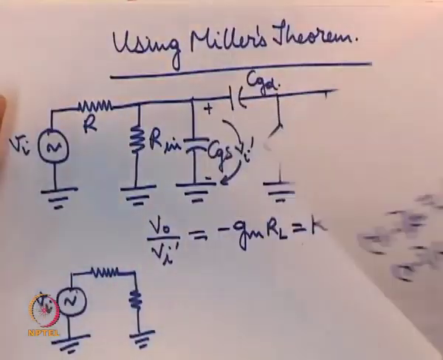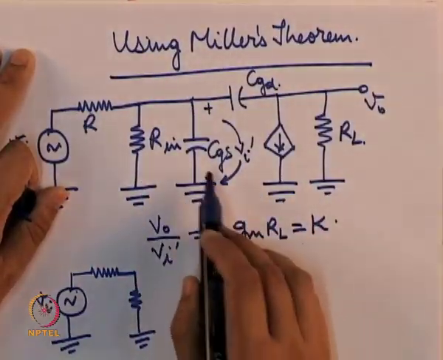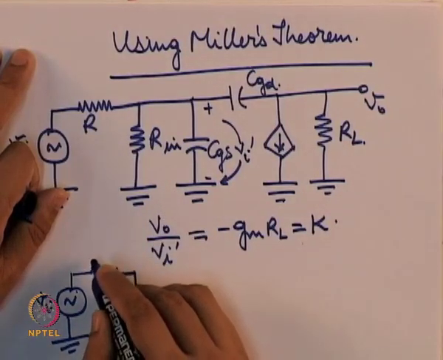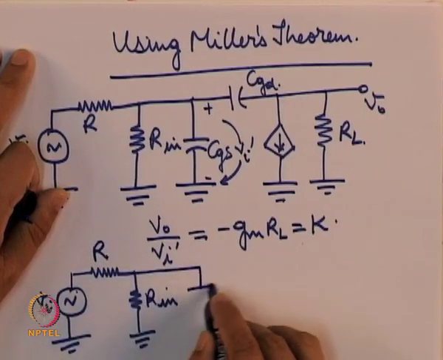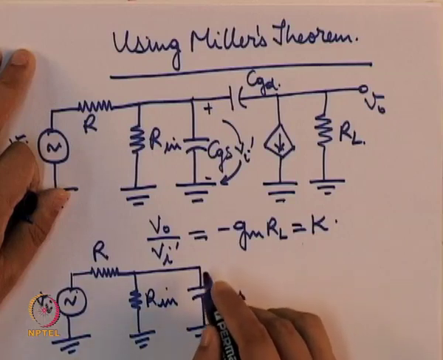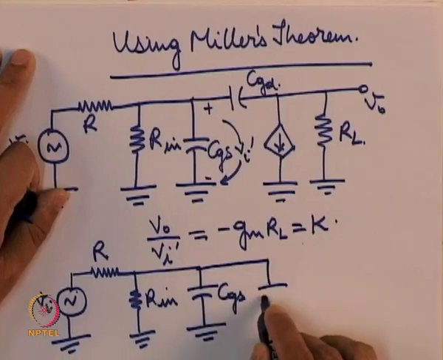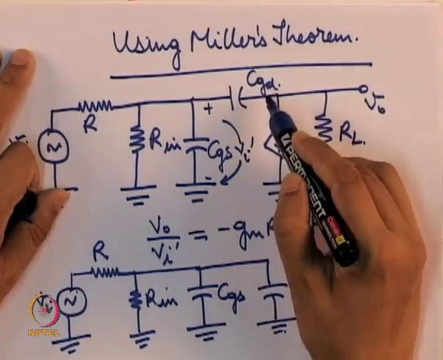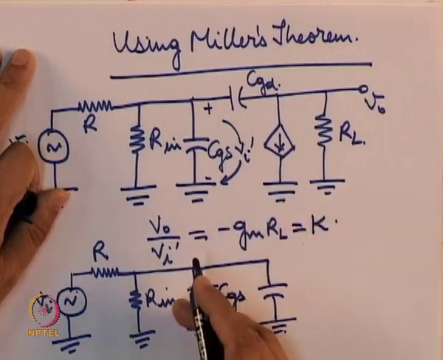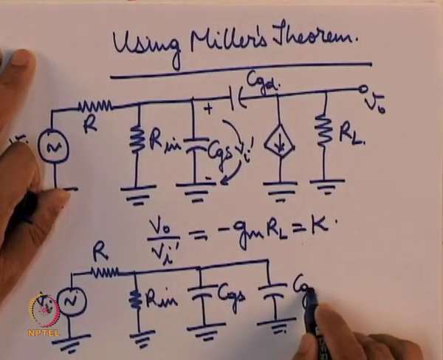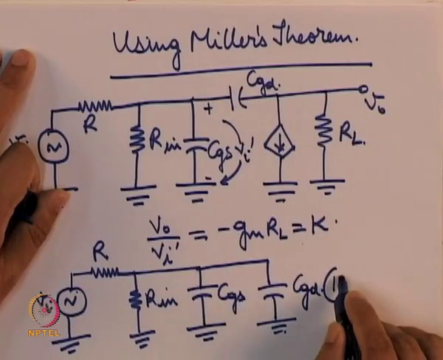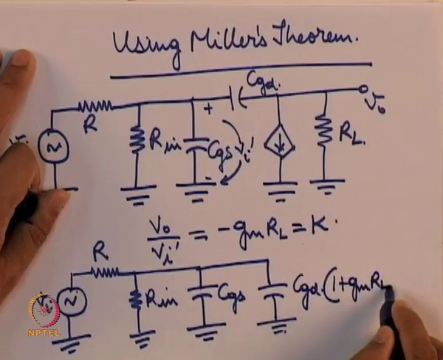With this in mind, the input part, that is the y1 part of this circuit, the equivalent y1 part becomes something like this. So, here the CGD is that y part, that is now split into two parts, and the one which appears at the input will be 1 minus k. So, here k is minus GMRL. So, this will be 1 plus GMRL.